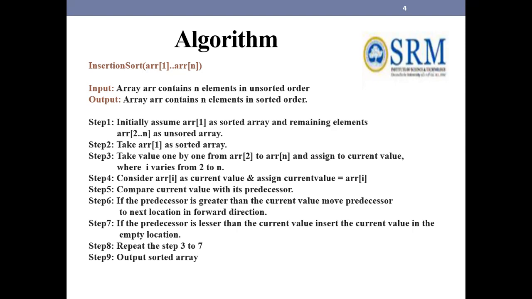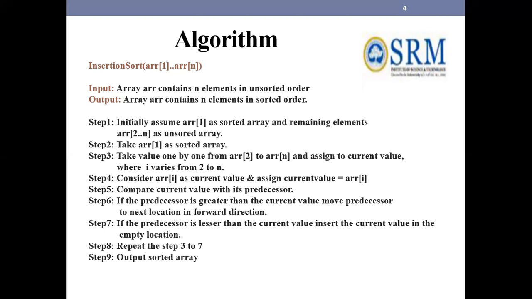So that should be compared with its predecessor, array of 1. The current array of 2 is assigned as current value. Here the I values vary from 2 to n. Now compare the second element, current value, with its predecessor, the first value. If the predecessor value is greater than the current value, move the predecessor to the next location in forward direction. If the predecessor value is lesser than the current value, insert the current value in the empty location.